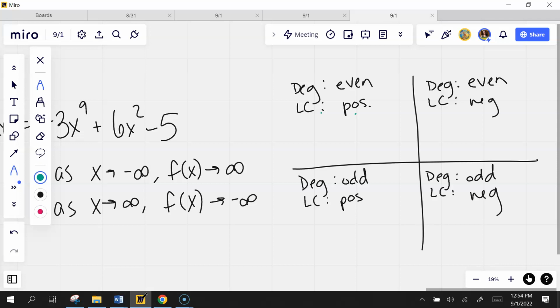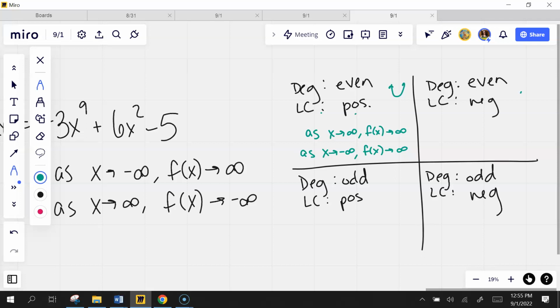So if it's positive, think about a parabola that goes up. What's the end behavior look like there? That's exactly right. How about the other end? The opposite? There you go. Okay. Any polynomial that you find that has a positive leading coefficient and an even degree is going to have that same end behavior. So you don't even have to graph it, you can just know.